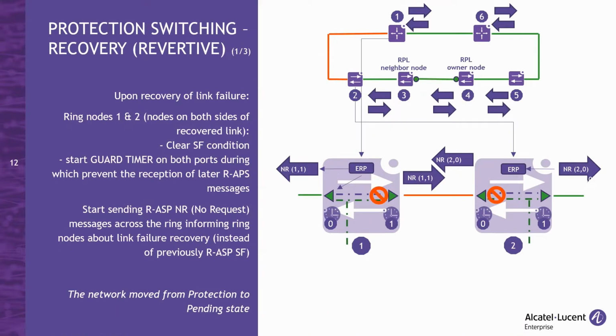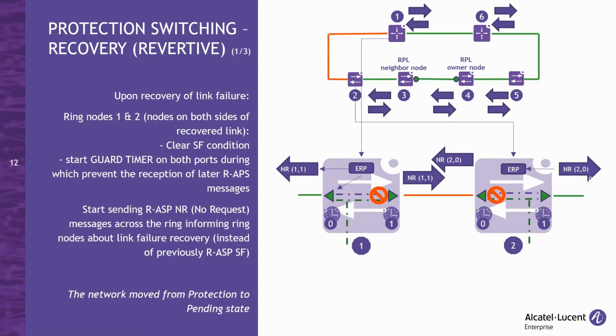On recovery of a link failure, of course, the first nodes to notice that will be nodes 1 and 2, nodes on each side of the recovered link. They will clear their signal failed condition and will then start the guard timer, during which they will neither receive nor process newly received RAPS messages.